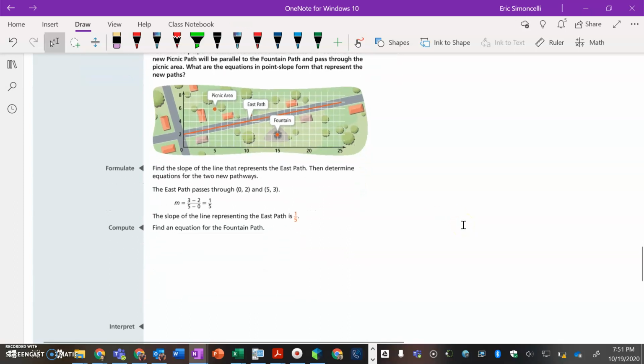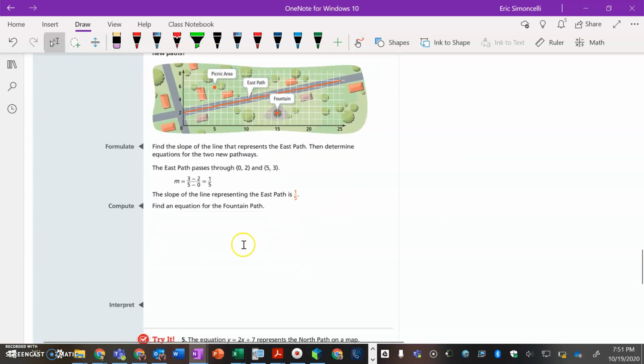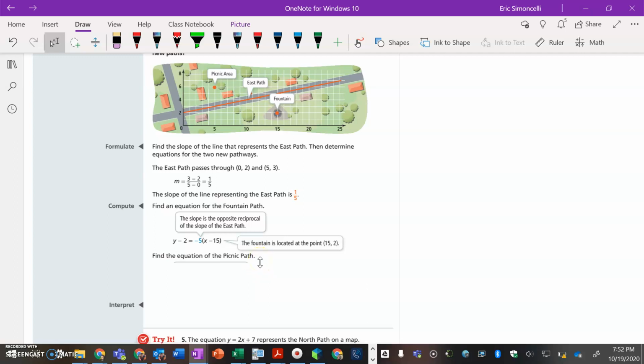Now find an equation for the fountain path. We'll do the same type of analysis, noting that the slope is the opposite reciprocal of the east path, because we're looking at a perpendicular relationship. So we take the reciprocal and opposite of 1/5, which is negative 5. We can plug in the ordered pair (15, 2). If you're wondering where (15, 2) is, that's right here. We plug that ordered pair in for x sub 1 and y sub 1, and you can see the point-slope form takes shape.